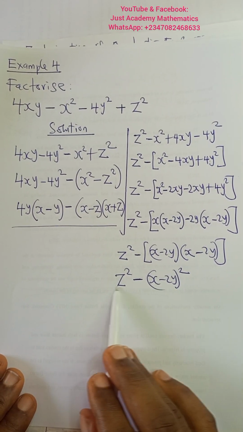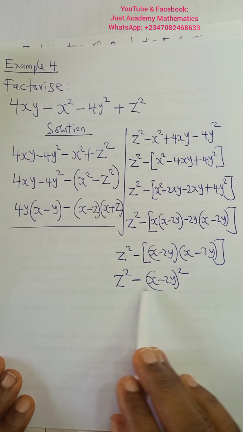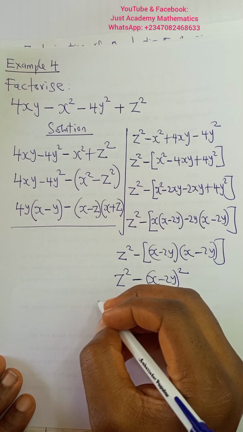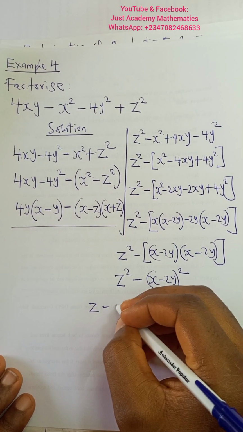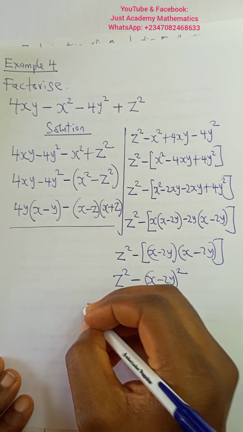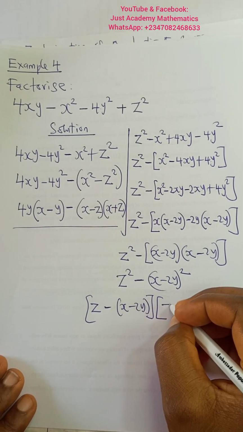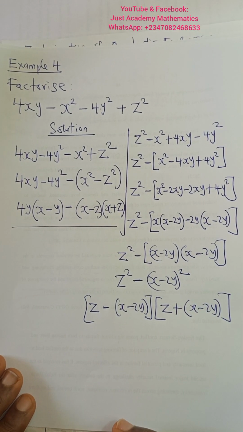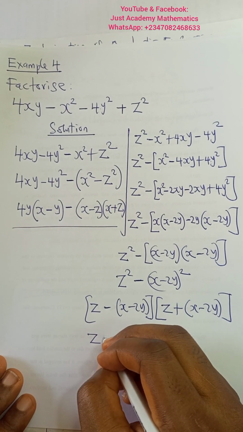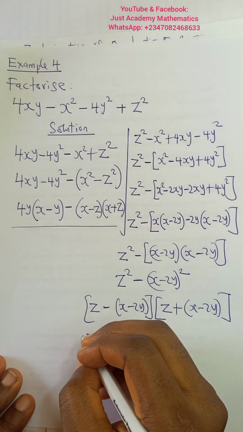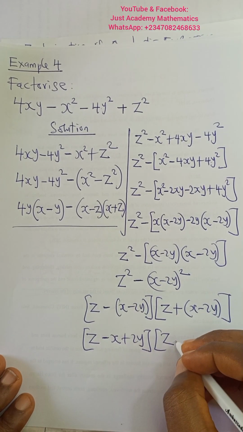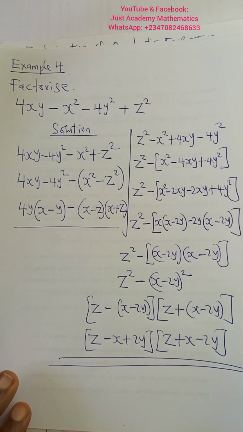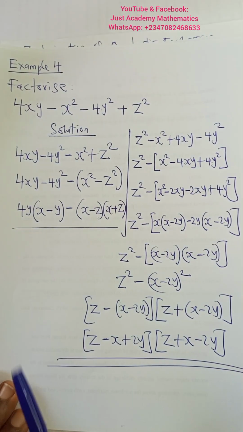So this one now, you see this one as difference of 2 square. This square, this square, this is negative. So if you apply difference of 2 square here directly, you have z minus (x minus 2y) times z plus (x minus 2y). Open the bracket. You have z minus x plus 2y and z plus x minus 2y. This is the answer to this. If you expand this, this is what you get.